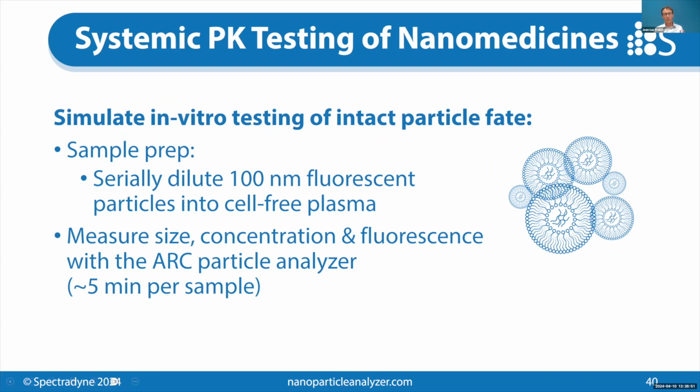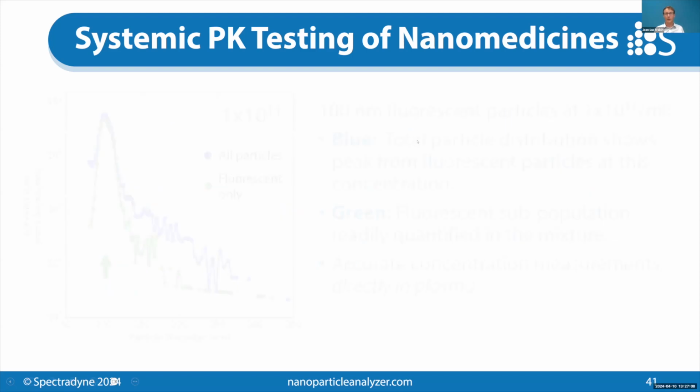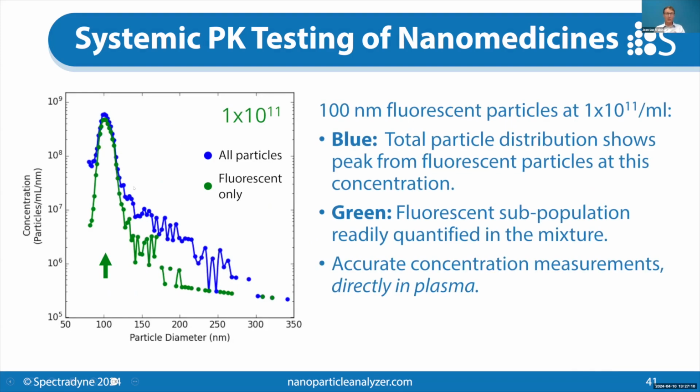Okay, so what we did here was we took fluorescent particles, and we serially diluted them into cell-free plasma. In each of those samples, we measured the size and concentration of the whole sample, as well as the subpopulation of fluorescent particles. This is just one of those samples, so we can look at it in detail. So these are 100 nanometer fluorescent particles.